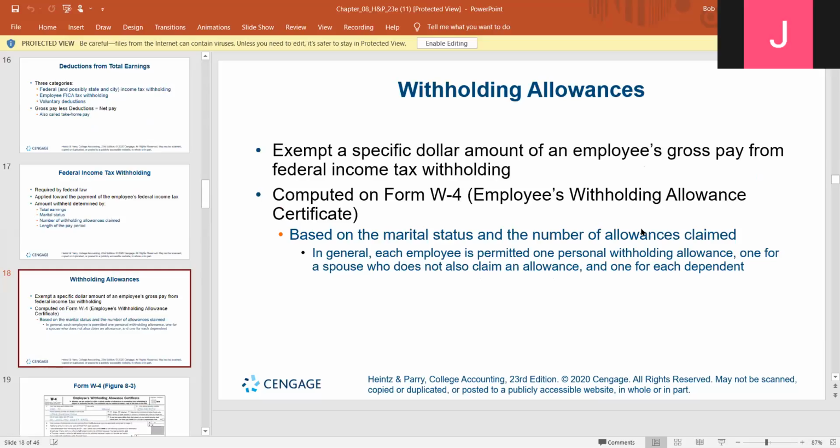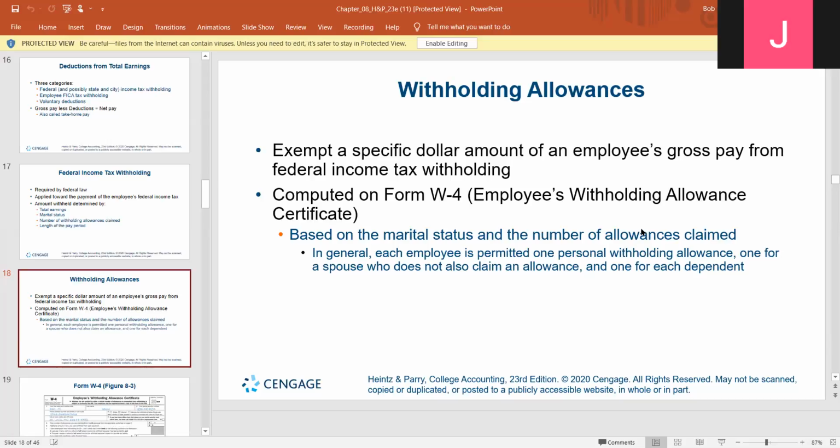Withholding allowances. When you sign up to begin work with a company, before they let you out in the office or factory or store, you fill out a W-4, a withholding allowance certificate, and you tell them basically, I'm Jonathan and I'm single and I have zero children, and they will take out money according to that. You can put almost anything you want on this thing.